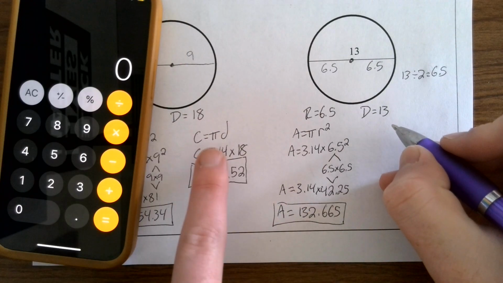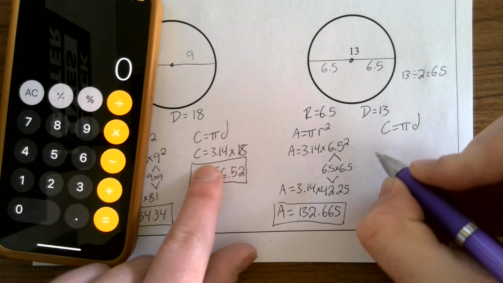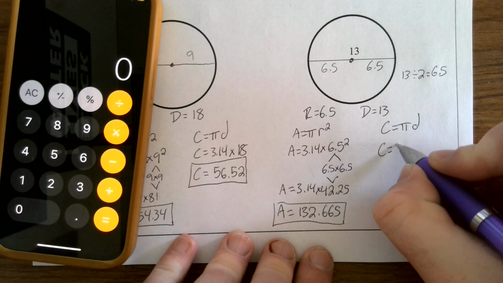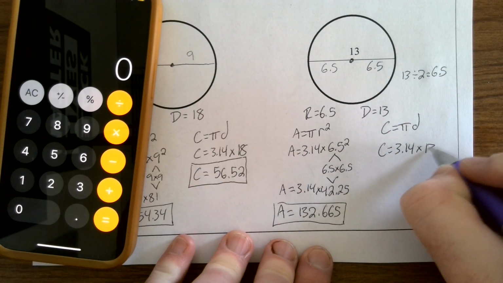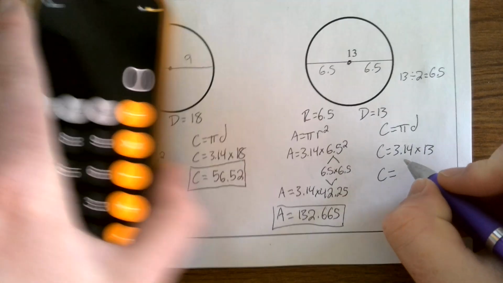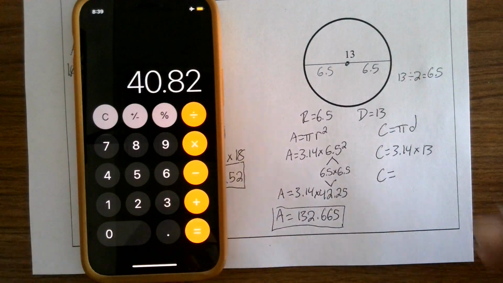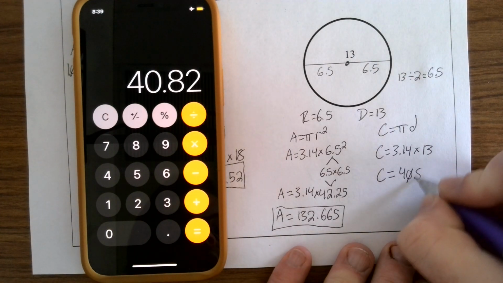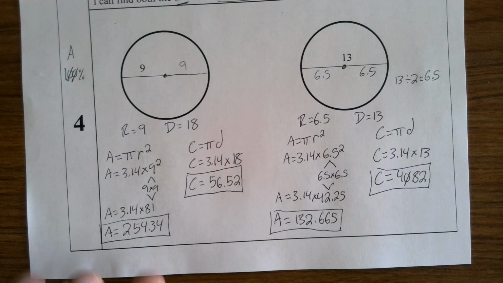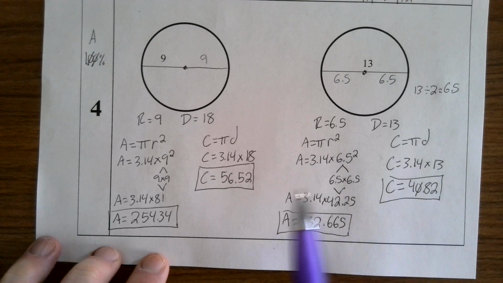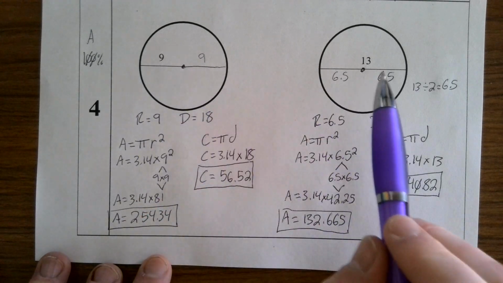Let's find our circumference now. We just talked about circumference equals pi times diameter. Pi is 3.14 times our diameter is 13. So our circumference, 3.14 times 13 equals 40.82. All right, we just found our circumference and our area for both circles. One that just gave us the radius and one that gave us the diameter.